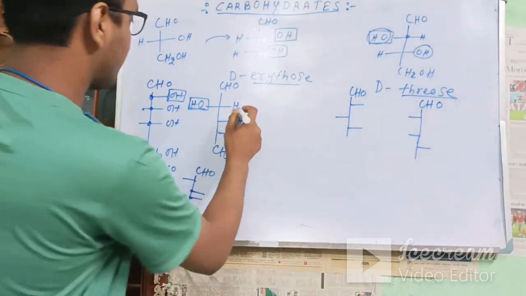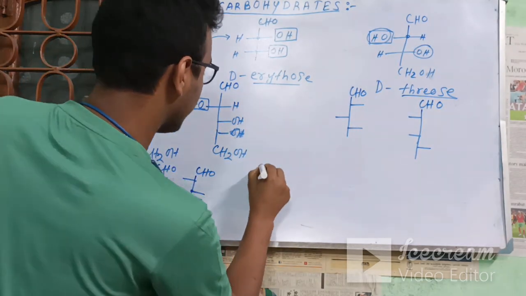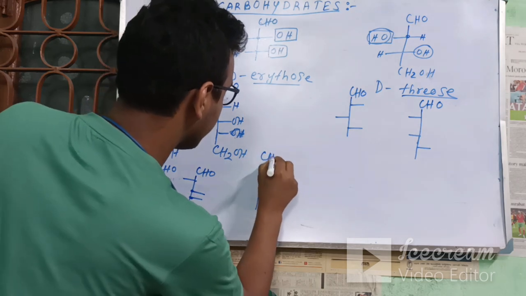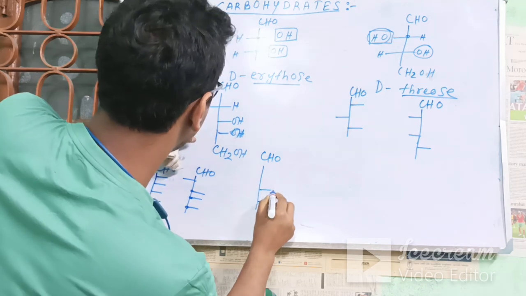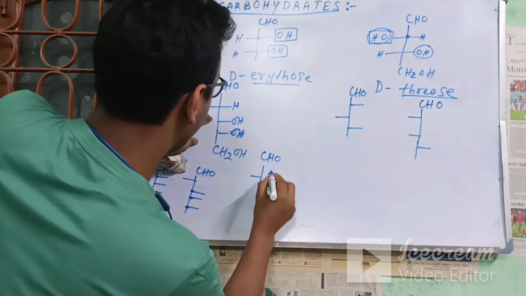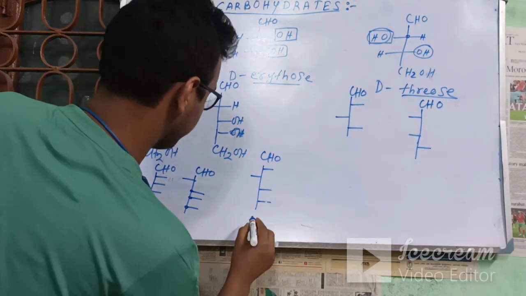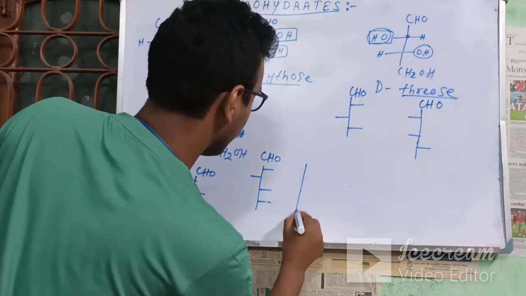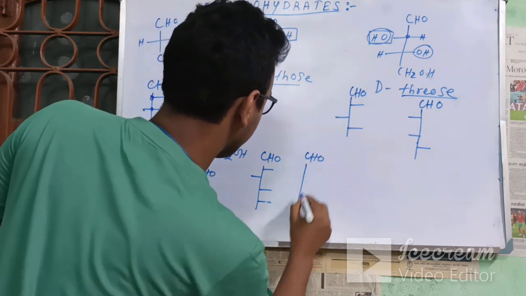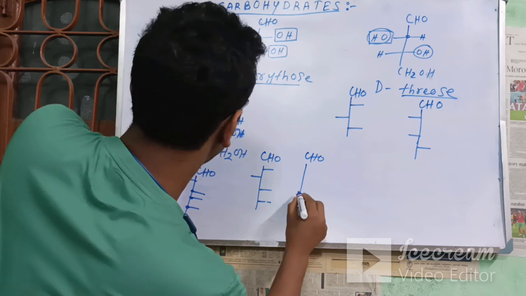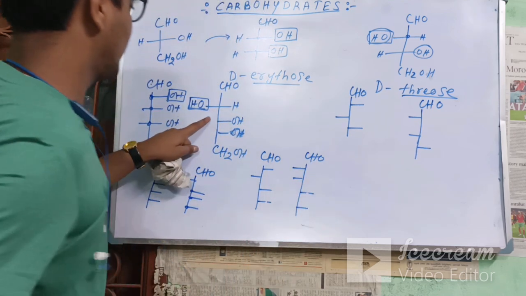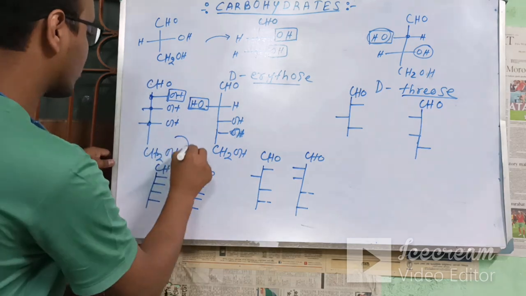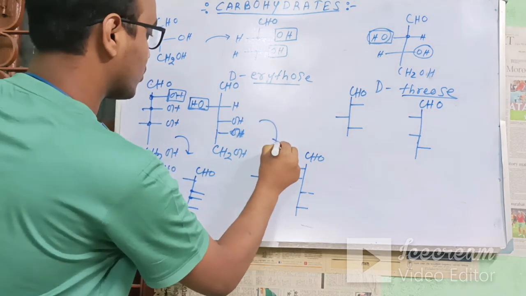Okay, similarly from here itself we get this structure, you see here, this is the same, and this is OH, and the last one on the right side first. Okay, and then similarly this one is the same, and this one on the left side. Okay, from here we got 2, from here we got 2.